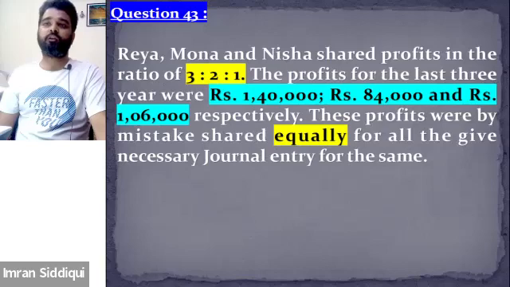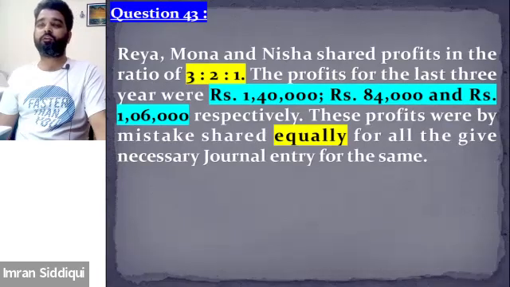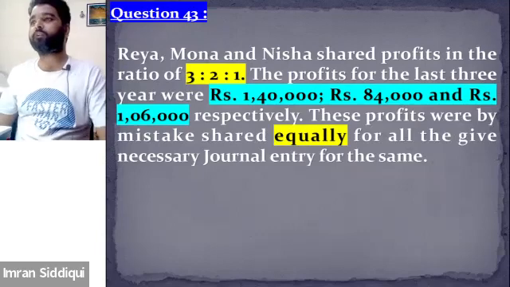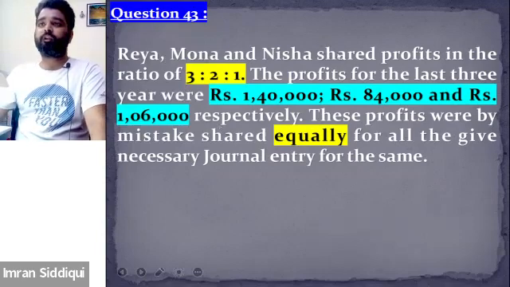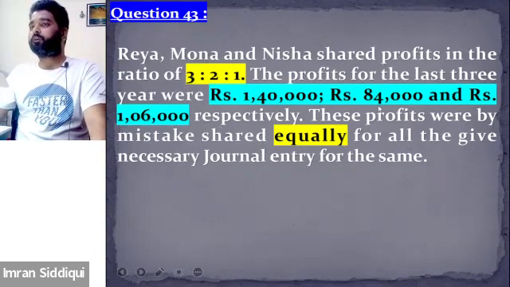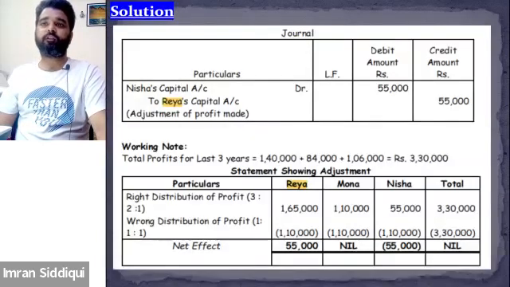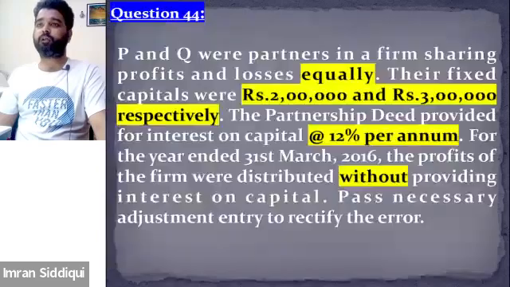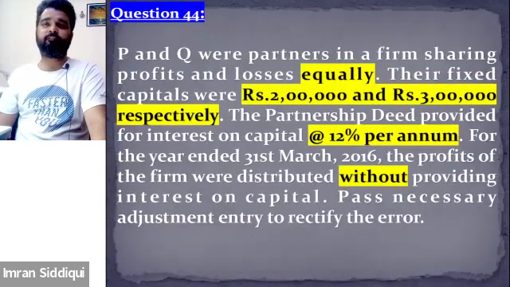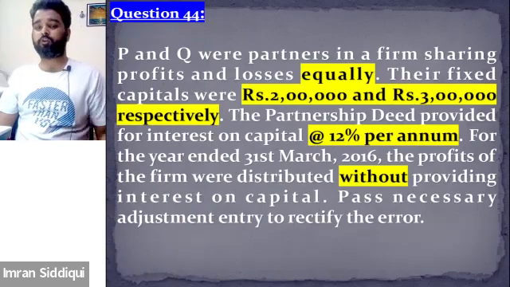In this question, there was a problem that interest was not credited to the partner's capital account. Okay, that is not regarding the interest. So Ria, Mohan, and Nisha shared profit. In this question, we have wrongly credited the profit. So we did this question in the last class. Just confirm whether we have also completed question number 44 or not.